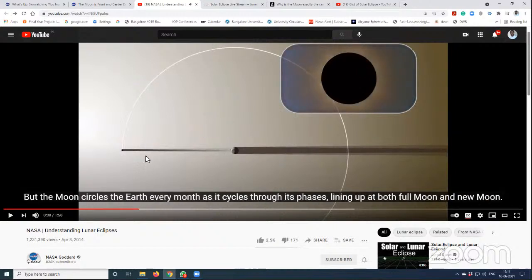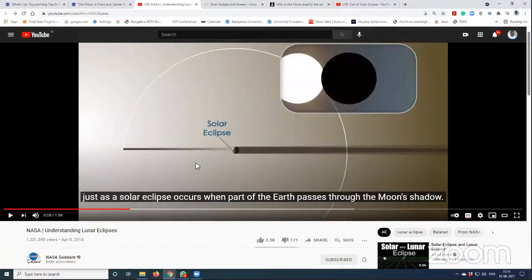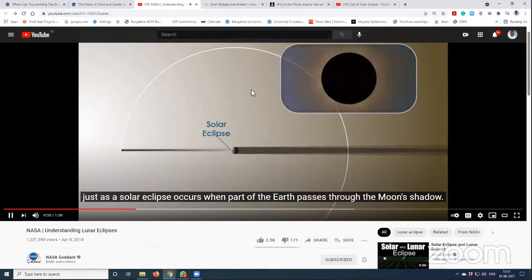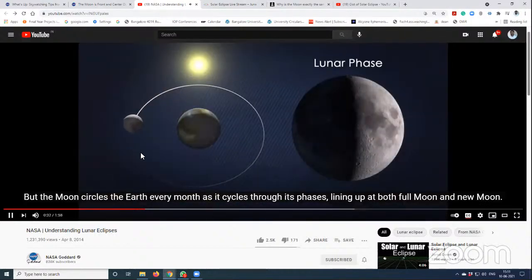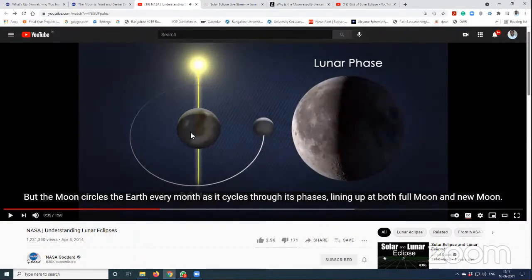I'll stop here. The earlier case, what they told actually, sunlight falls on Earth and falls on the moon is one kind of lunar eclipse. Fine. If not, Earth passes through the moon's shadow. But the moon circles the Earth every month as it cycles through its phases. Okay, means if that is the case, there has to be an obstacle on each day. Why can't we get 28 eclipses? Any answer?